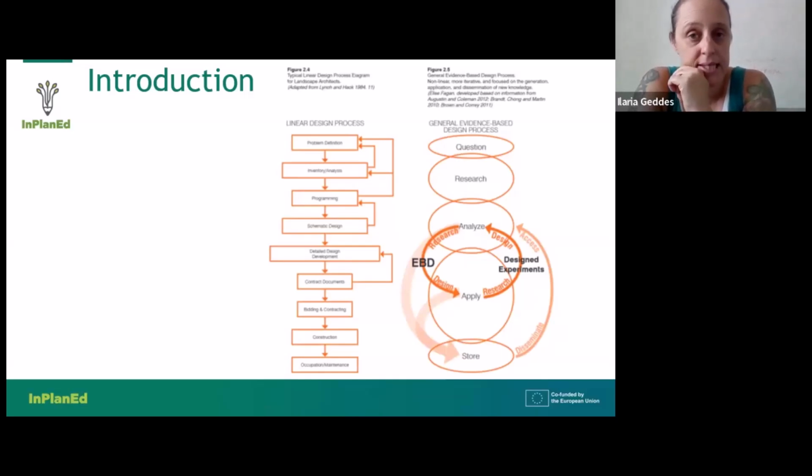The main difference in the evidence-based design process is that it's a lot more circular. You start with a question, you do research about the evidence, that might give you information, you analyze the design, and then you create a design proposal. And then you test it and you revise it.